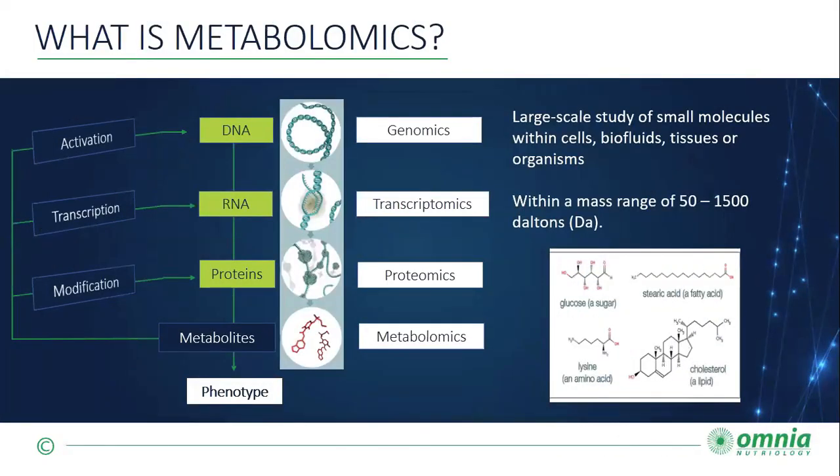So what is metabolomics? Metabolomics essentially forms a part of the omics field of research. Just as genomics is the study of DNA and genetic information within a cell, metabolomics is the study of substrates and products of metabolism, which are influenced by both genetic and environmental factors. To state it simply, metabolomics is the large-scale study of small molecules, which are commonly referred to as metabolites, within cells, biofluids, tissues, or organisms.